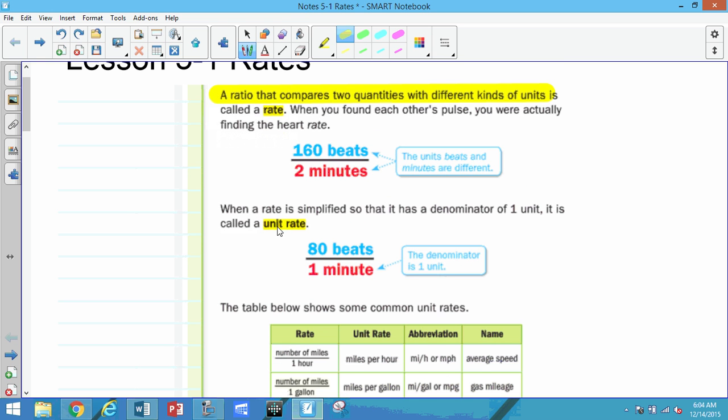You also have what's called a unit rate, and these are both terms that are reviewed from 6th grade, 6.RP.1 and 6.RP.2. So it shouldn't be all that much new to you. A unit rate is when the rate is simplified so that it has a denominator of 1 unit. So you have a rate and a unit rate, and if you simplify 160 beats over 2 minutes, that becomes 80 beats in 1 minute.